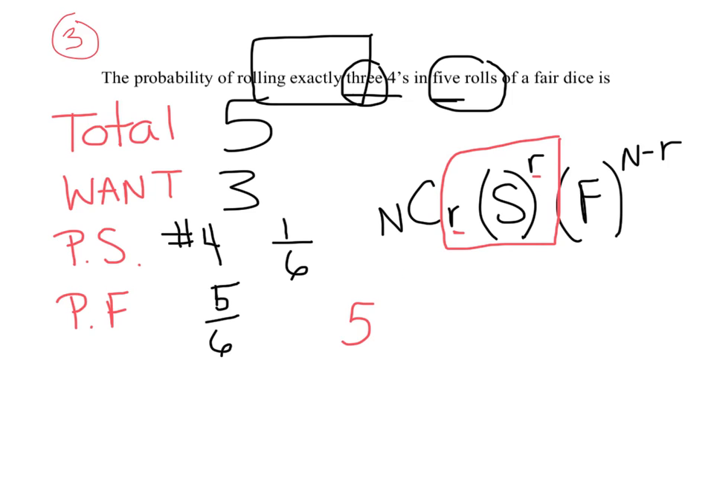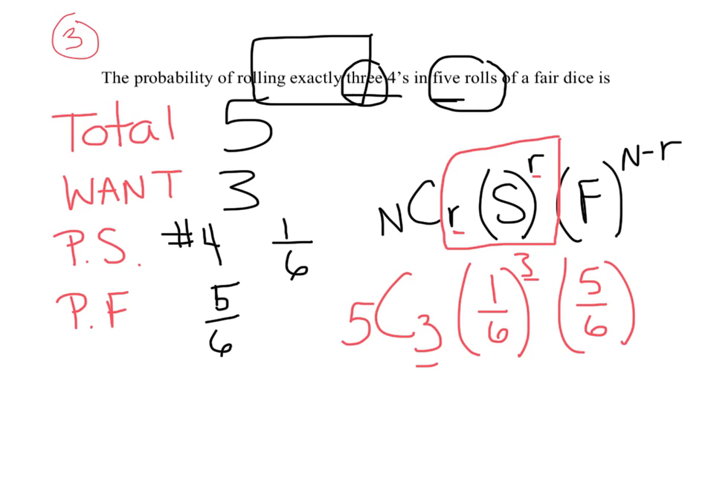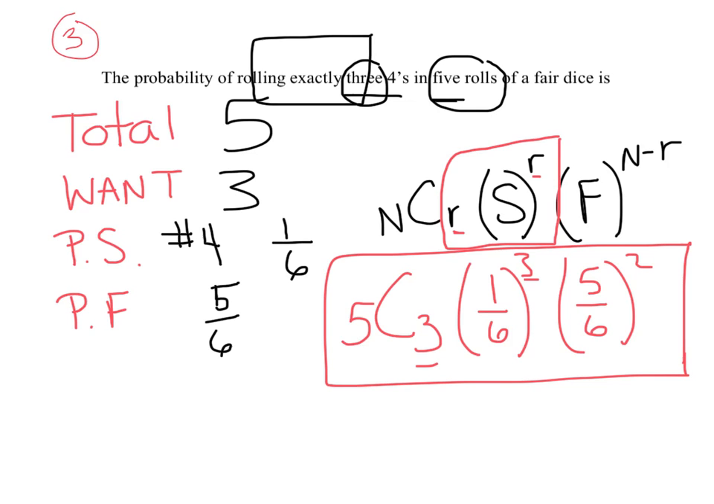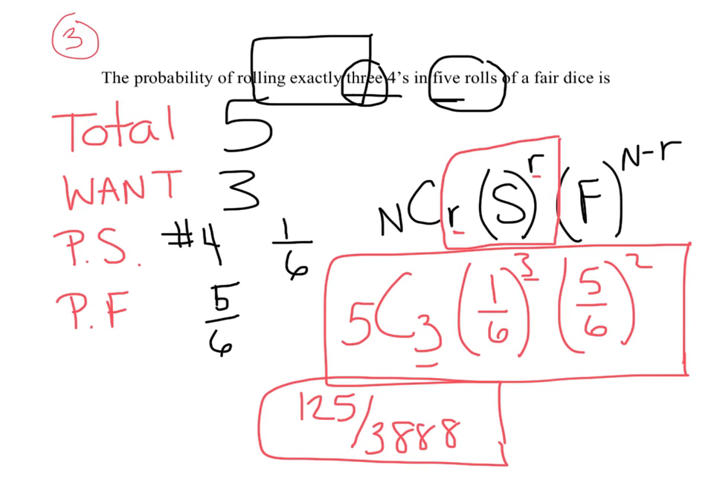So I'm going to go 5C3. My success was 1 out of 6 to the third. Make sure they match. Then my failure is 5 out of 6 to the second. Type that in your calculator, and you've got an answer. Now we're going to go math fraction, of course. And I end up with 125 over 3888. Now, you always want to put a fraction unless it says round. That is the only time I'm not going to write a fraction down.